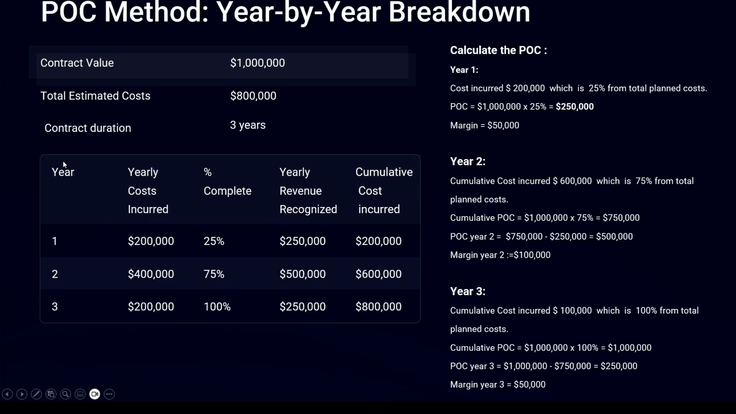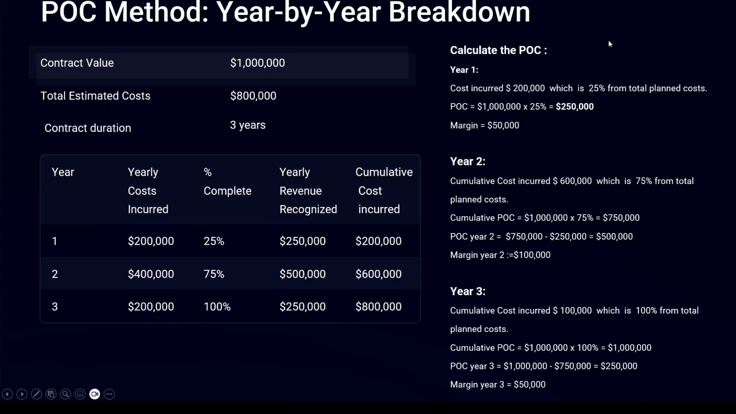In this video, we will explore how the percentage of completion (POC) method works using a year-by-year breakdown. Imagine you have a contract for $1 million and the total estimated cost for this contract is $800,000, and the contract is for 3 years. In this case, we will apply the percentage of completion method because our contract is more than 1 year. We will explain how to calculate the revenue for each year.